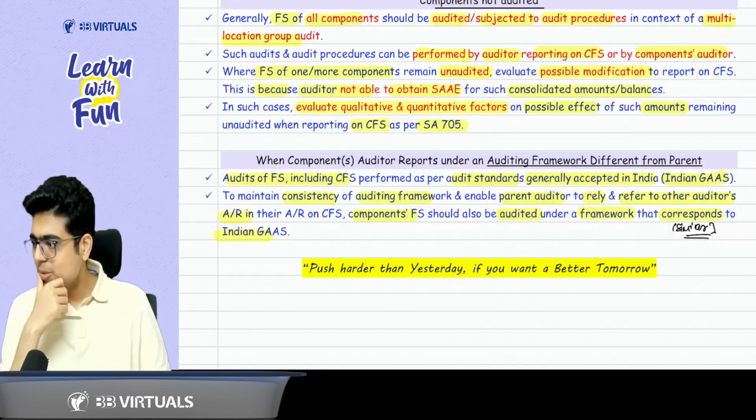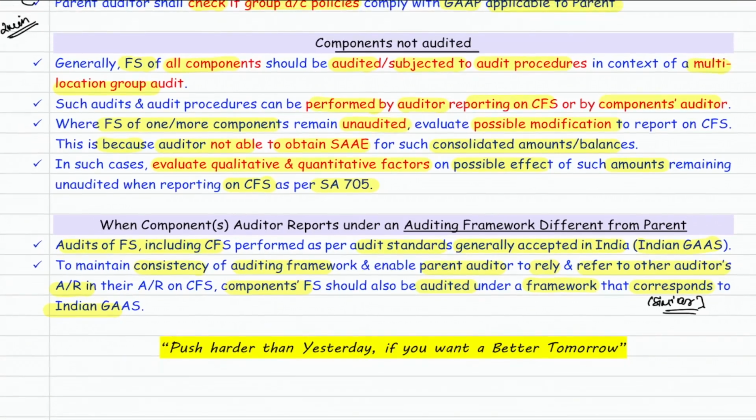Now let's read from the book. Audit of FS including CFS is performed as per the auditing standards generally accepted in India, that is Indian GAS. To maintain this consistency of the auditing framework and for the parent auditor to rely on the work of the other auditor, the component's financial statement should also be audited under a framework that corresponds. That means it is similar to the Indian GAS.